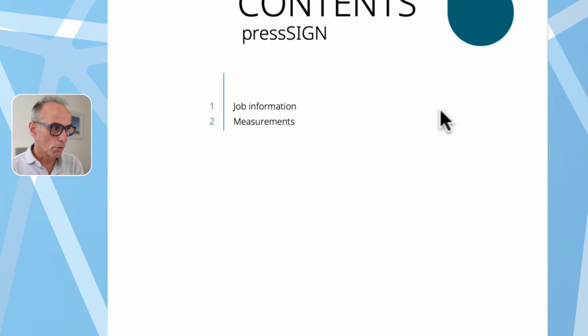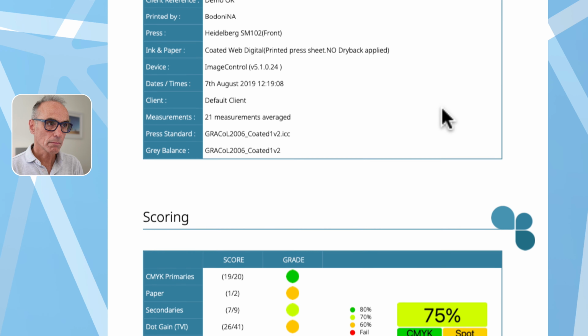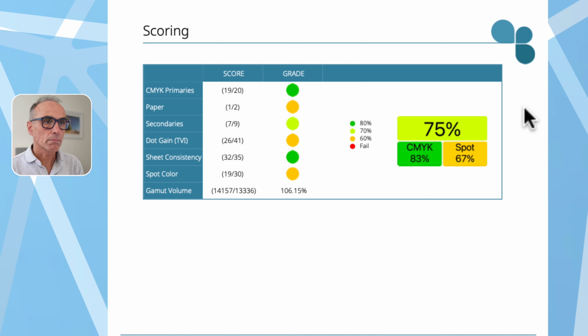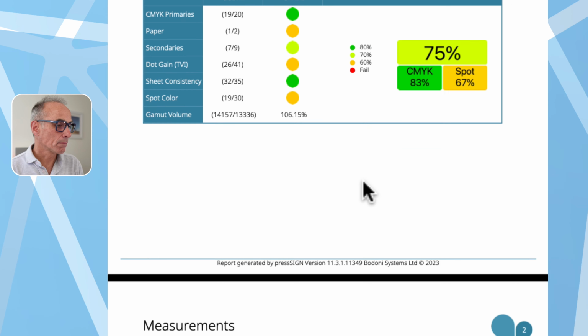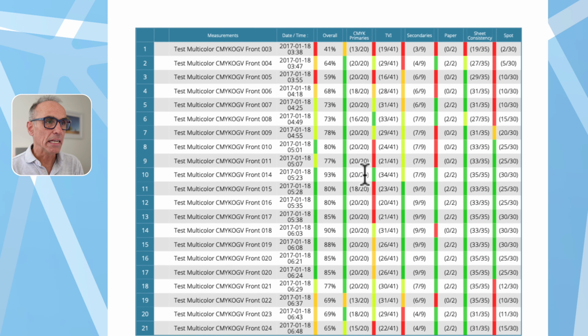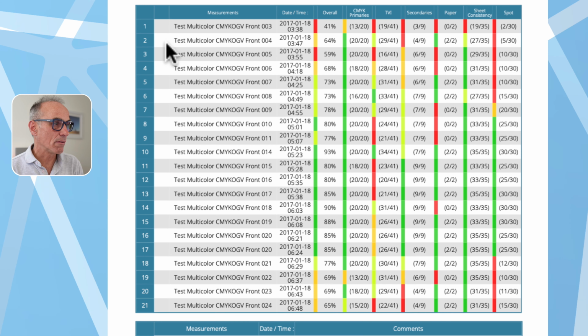So here is the scoring report, score data, and then each measurement will have its date and time overall. And you saw this in the production report, but this is obviously just an excerpt from that report. So hopefully that is of use to you.